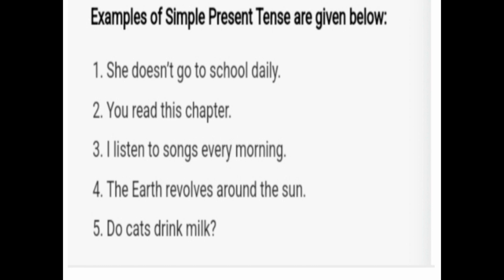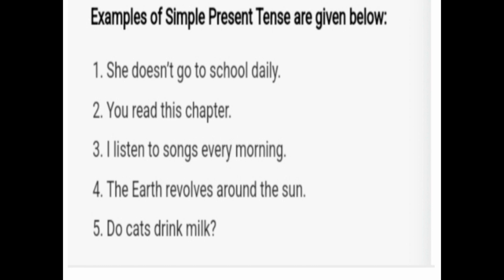Okay, so these are the changes that take place in the simple present tense. Okay, the first sentence is negative. She does not go to school daily. When we convert this sentence into positive, the sentence becomes: she goes to school daily. The second sentence, you read this chapter. When you convert this sentence into negative, the sentence becomes: You do not read this chapter. The third sentence here we have, I listen to songs every morning.